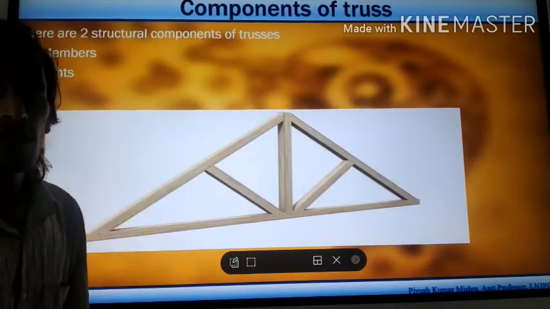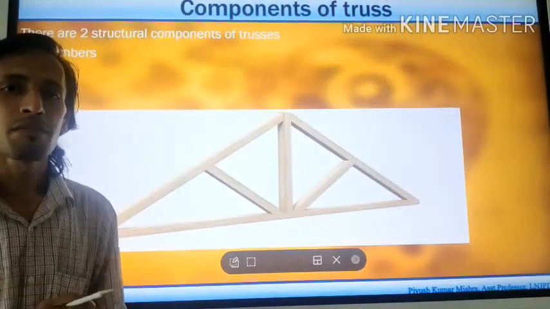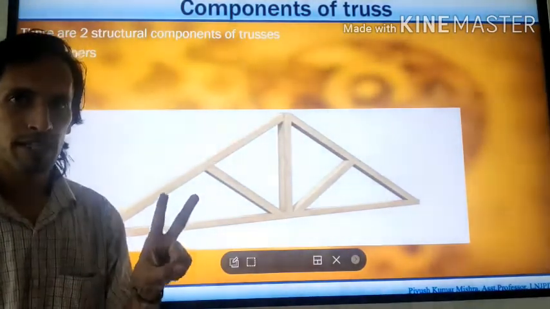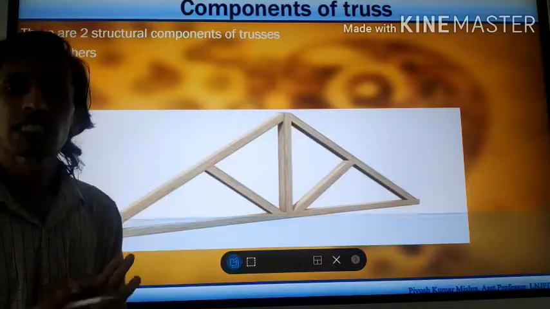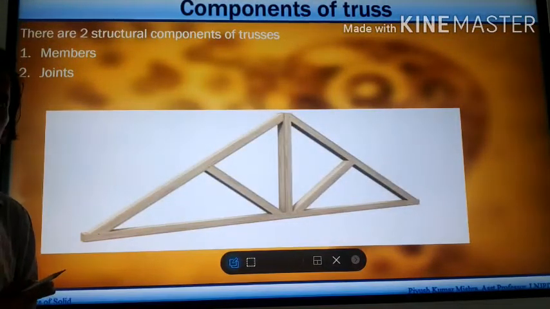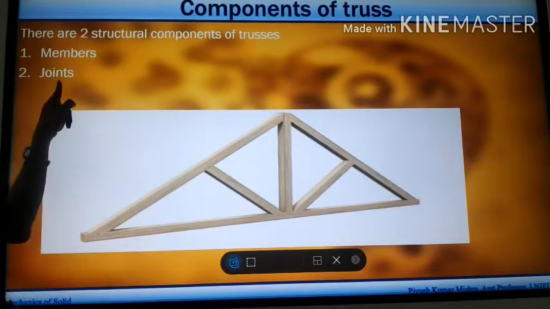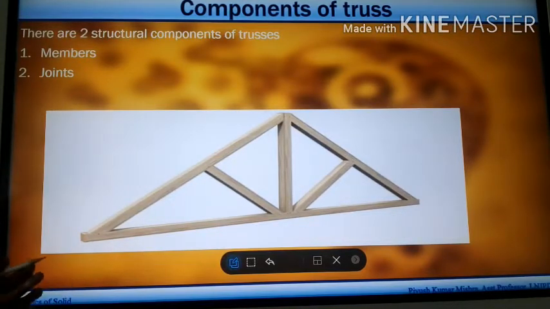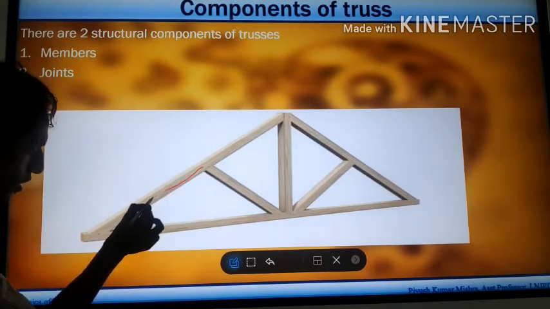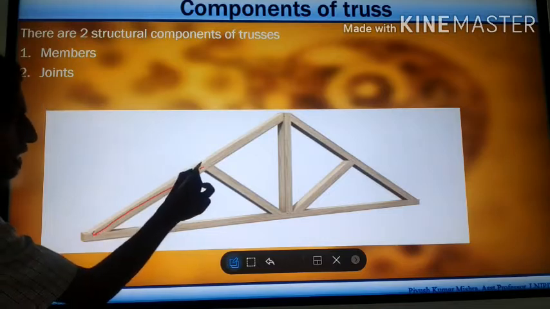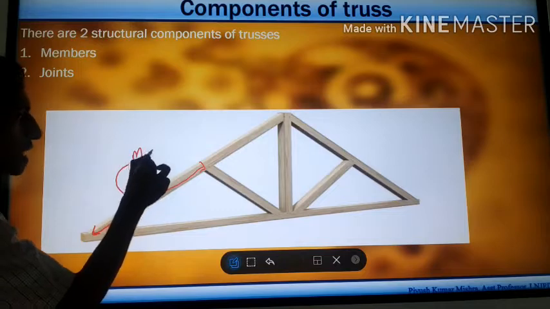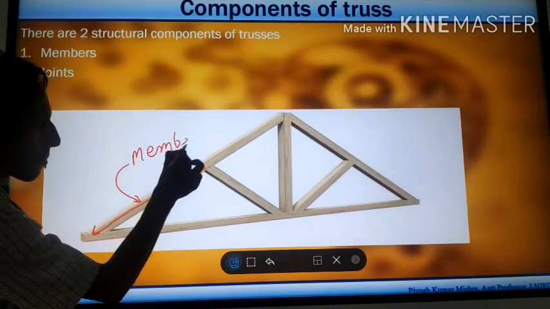Next is the components of a truss. So what is a truss made of? Basically, a truss is made of two components. The first component is called a member, the second component is called a joint. So what is a member? If this is a truss, then this bar or this wooden piece is nothing but a member. This wooden bar is nothing but a member.